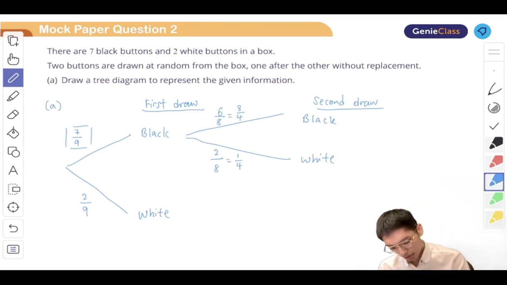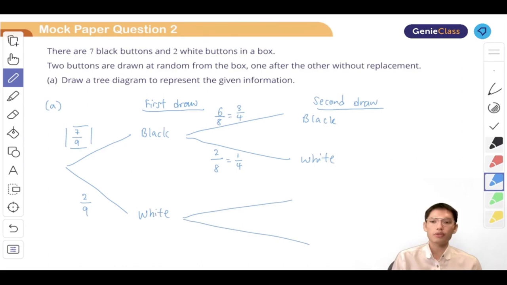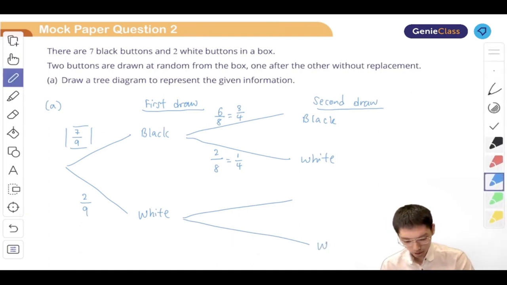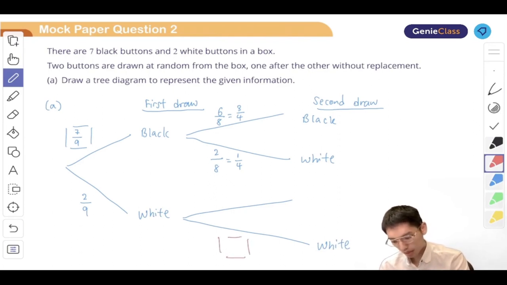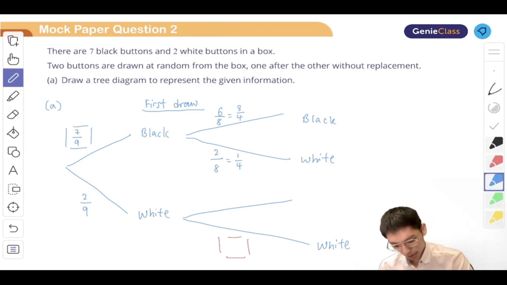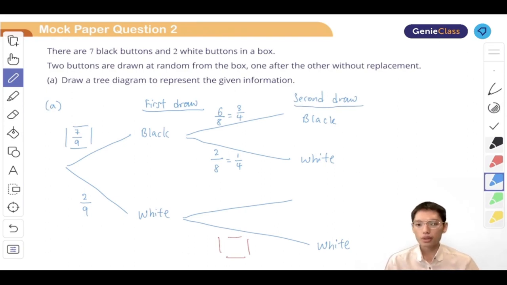Alright, now let me bring it down to the floor for the second buttons over here. Now, since I picked a white button, can anybody tell me what is the probability of picking a white button over here? Now, in this case, in the red color box, what's the probability over here? I tidy up my tree diagram a little bit. Alright, very good, Denise. Anybody else wants to give it another try?